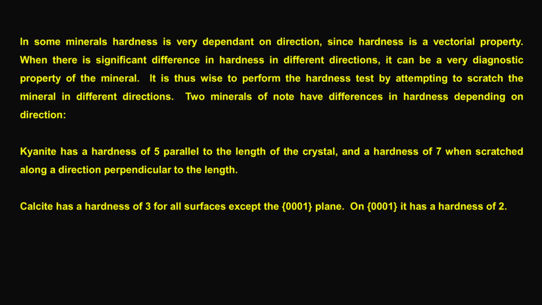Two minerals of note have differences in hardness depending on direction. Kyanite has a hardness of 5 parallel to the length of the crystal, and a hardness of 7 when scratched along a direction perpendicular to the length. Calcite has a hardness of 3 for all surfaces except the 0001 plane. On 0001, it has a hardness of 2.